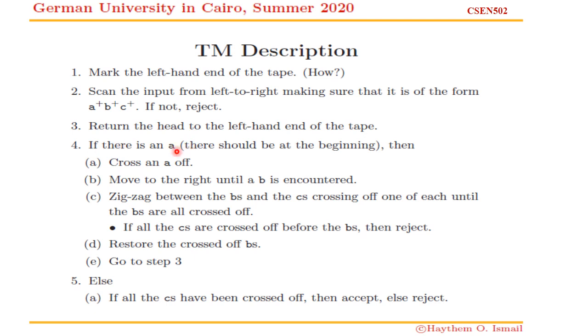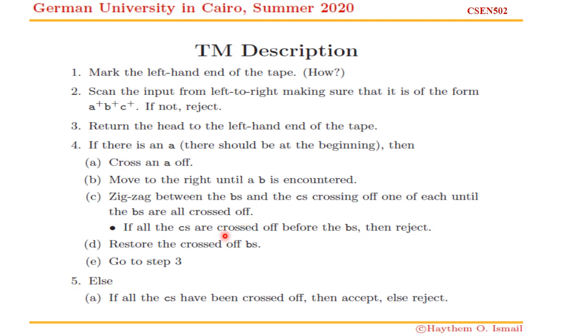Now, if there is an a, and at the beginning there should be at least one a because we checked that there is at least one a, it's a plus, not a star, then cross an a off, replace it with an x. Then move to the right until you find the b. Then zigzag between the b's and the c's, crossing off one of each until all the b's are crossed off, okay? As we saw in the example.